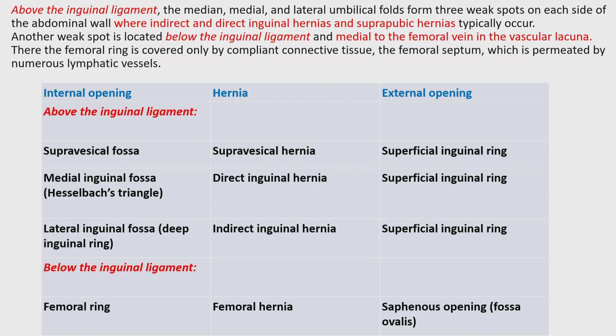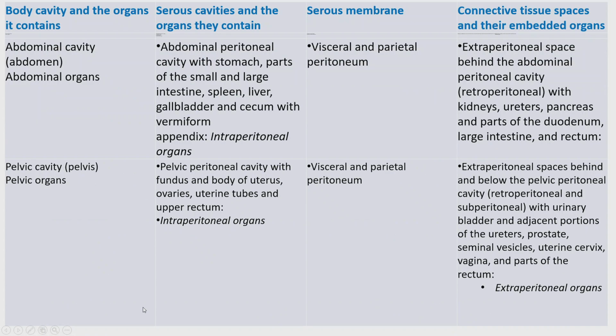And here, for comparison of the hernia in this area, are the medial, lateral, and supravesical fossae, the three fossae located in the peritoneal folds. And there is one at the saphenous opening of the greater saphenous vein, where it reaches the femoral vein. So there is another ring, called the femoral ring, below the inguinal ligament. Those are above the inguinal ligament, and here is below the inguinal ligament. Then we reach the abdominal cavity.